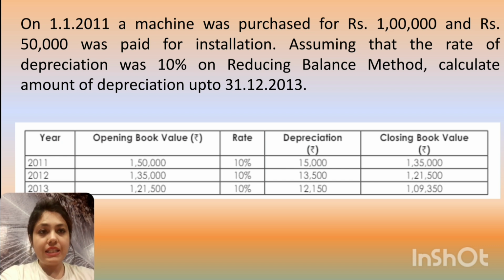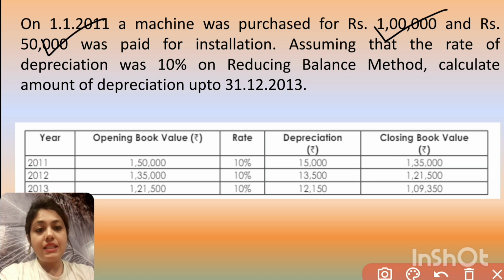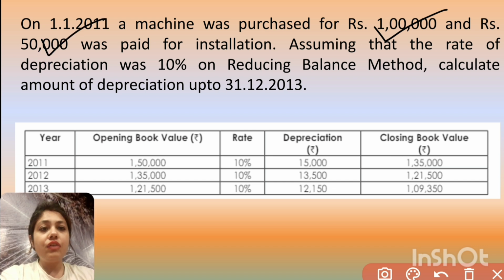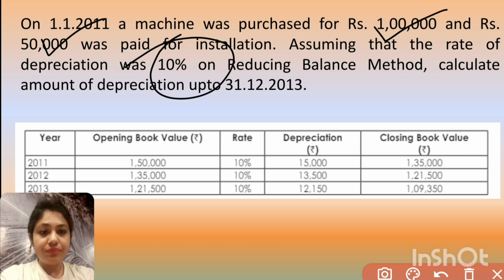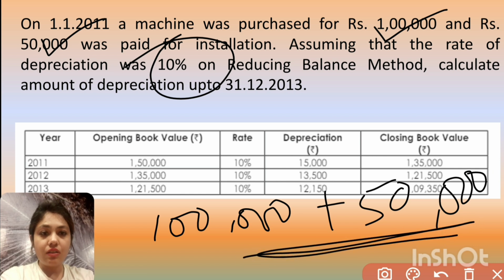Over here I have taken an example, and the example says that the cost of the machinery was 1 lakh. On that, 50,000 was incurred as installation charges, and the rate of depreciation is 10%, right? So we have to compute the depreciation. Now over here you can see in the first year what I have taken is the purchase price, that is 1 lakh, plus installation charges. So this is the cost of my machinery. So 1,50,000 is the opening balance.